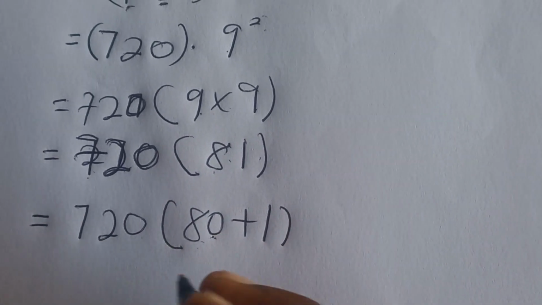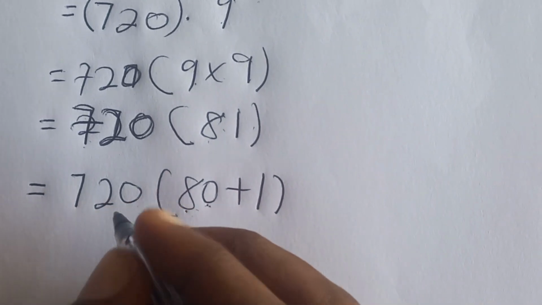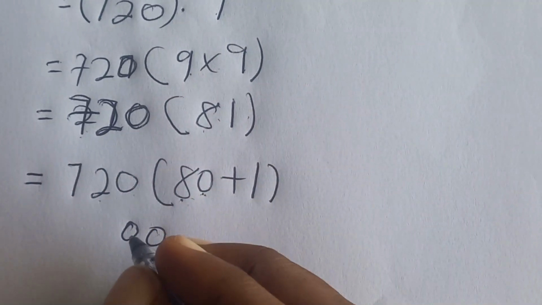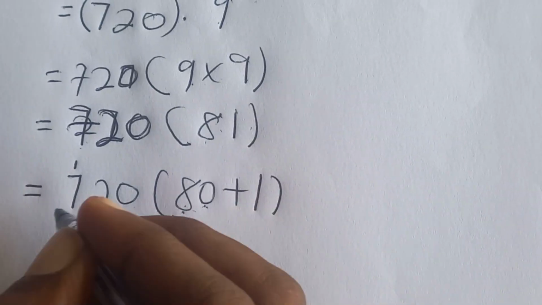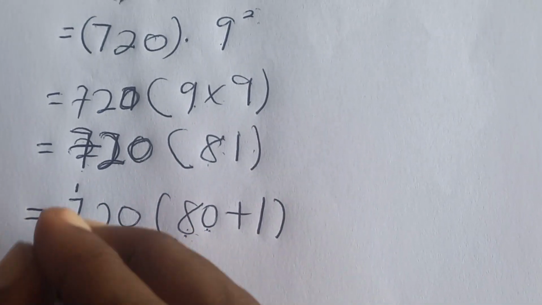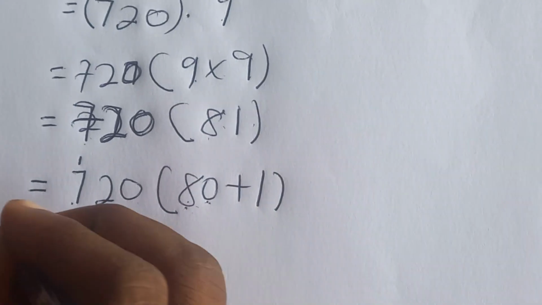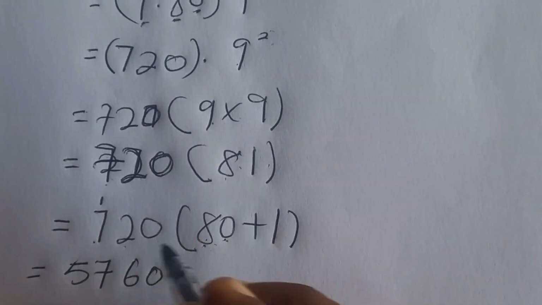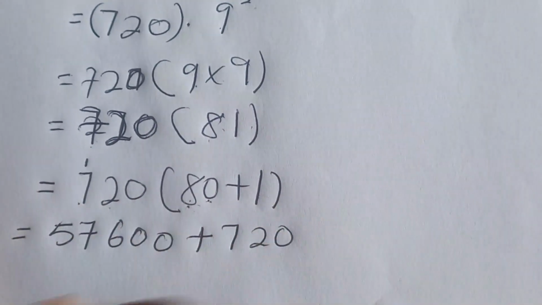Now, 0 times 0 is 0. Then 8 times 0, we are getting 0 here. 8 times 2 is 16. So 6, a remainder of 1. 8 times 7 is 56. So 56 plus 1, we are getting 57. Then 1 times this is the same, so plus 720.